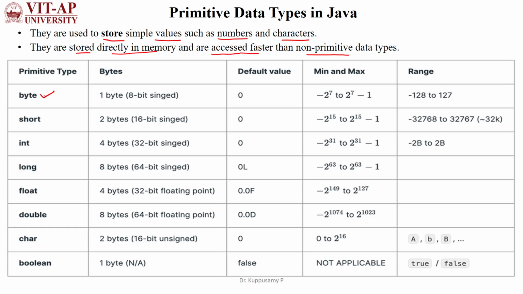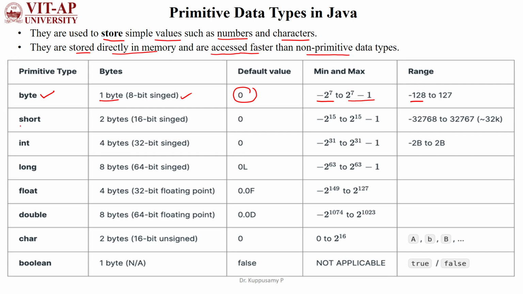The first one is byte. This is 1 byte, an 8-bit signed two's complement integer. The default value here is 0. Its range is from minus 2 power 7 to 2 power 7 minus 1, and we can simply represent this in numbers as minus 128 to plus 127.